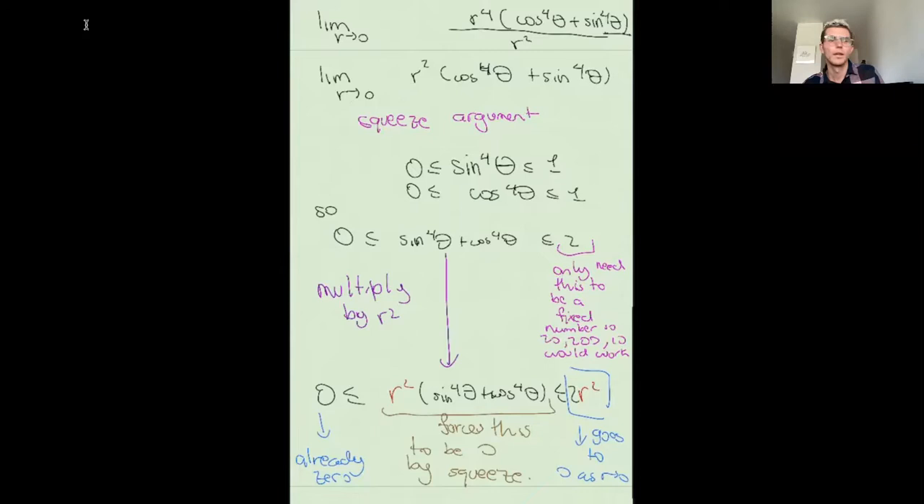With polar and squeeze, usually the limit is 0. I would need to think a little bit. I'll think about an example with the squeeze theorem that would give you a different answer, if it's easy to come by.